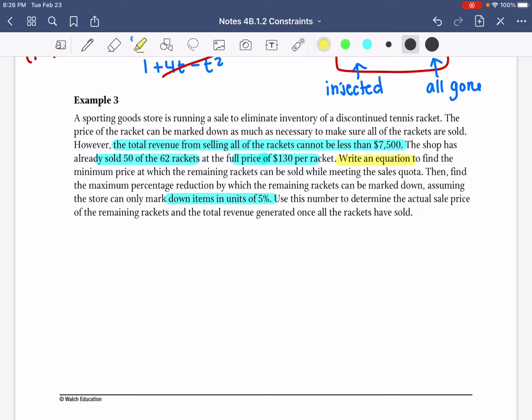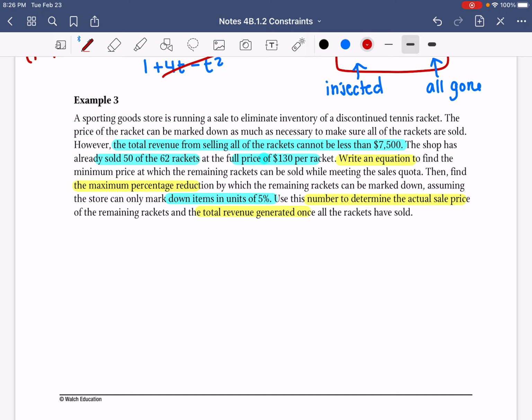Then they want us to use this number to determine the actual sale price of the remaining rackets and the total revenue. So we have a lot of stuff that they want us to solve for. All right, so let's get started. It says, find the maximum percentage reduction. So there are 4 things we've got to find.